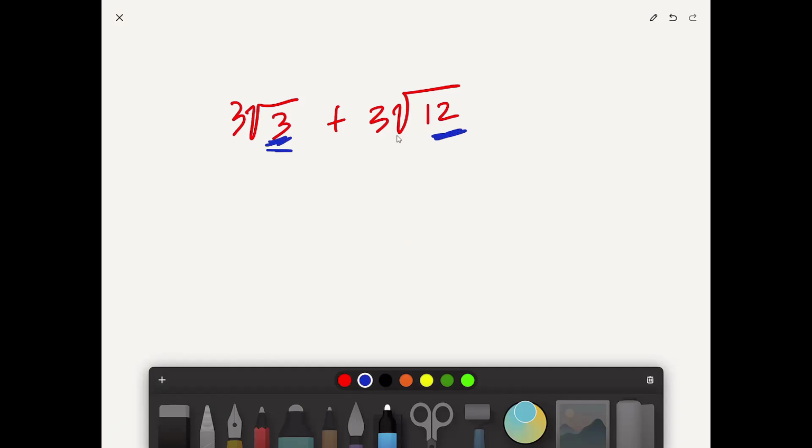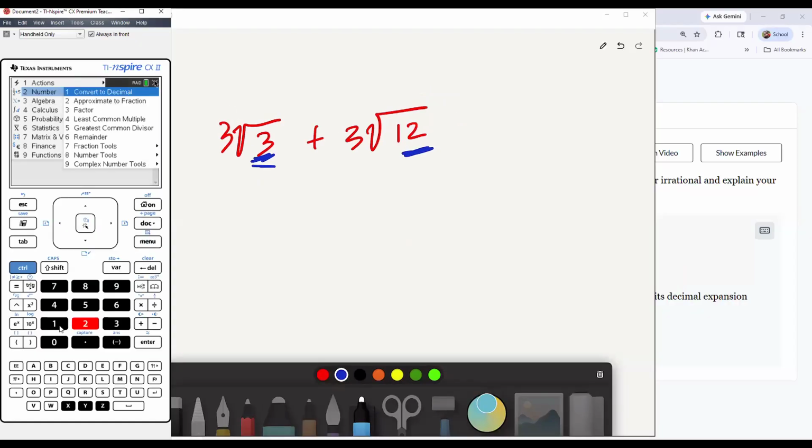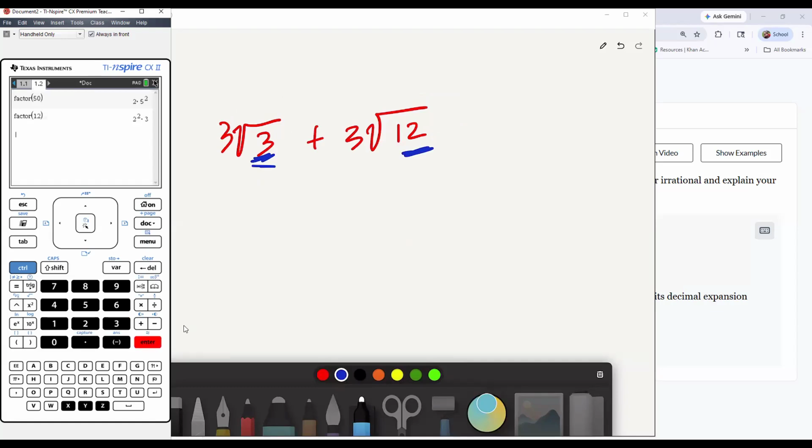Now, so what we're going to do is we're going to look to see if we can simplify this 12. 3 is already simplified. It's just a prime number. So let's see if we can simplify this. So I'm going to use menu 23 again. So grab the calculator. I'm going to do menu 23. I'm going to put in 12. And that's 2 times 2 times 3. And hopefully you start to see that I can pull this 2 out. So this is going to be 2 times the square root of 3. And I'm left with the 3 inside.